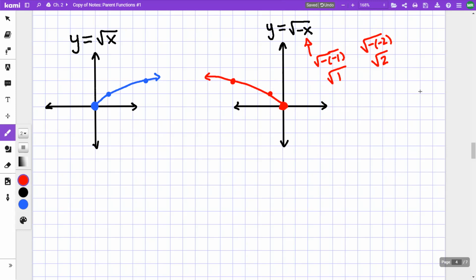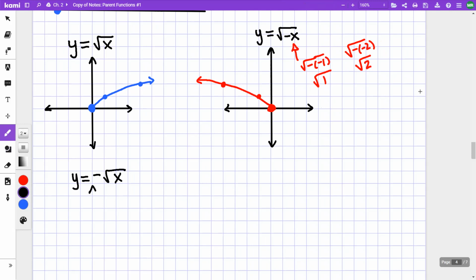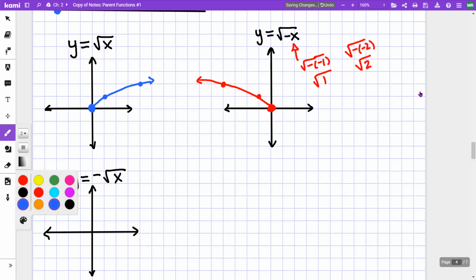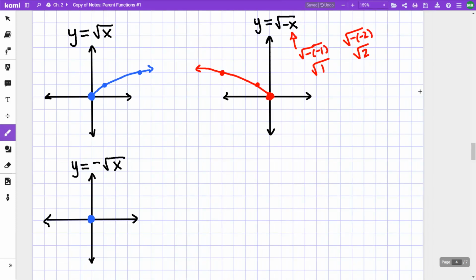Now, if I put a negative in front of either of these situations, so let's say this one here, which was the square root of x, let's say I put a negative in front of that. Let's graph this. I'm going to end up with the same graph as the one above, and it's going to open to the right, but instead of going up, it's going to go down. And that's going to be my graph.